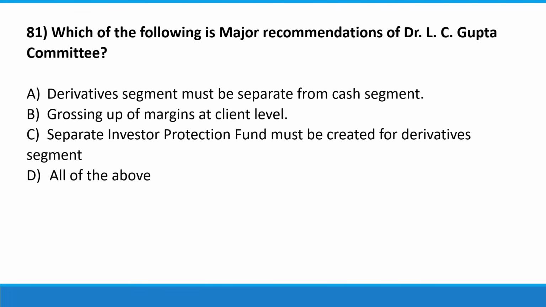Which of the following is a major recommendation of Dr. L.C. Gupta Committee? Option A, derivative segment must be separate from cash segment. Option B, grossing up of margins at client level. Option C, separate investor protection fund must be created for derivative segment. And option D, all of the above. The correct answer is option D, all of the above.